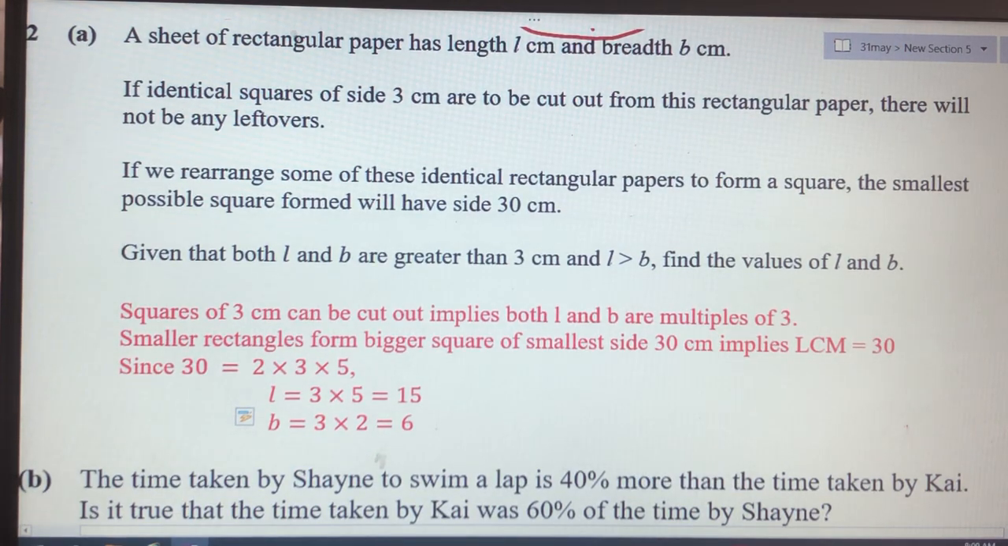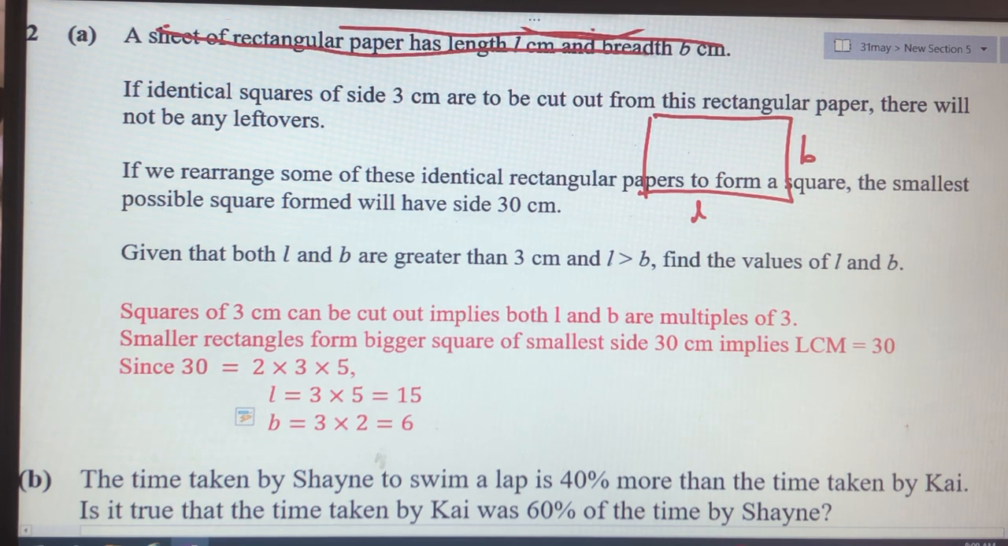Now the next one, it's good to draw a diagram. You have a rectangular sheet of paper. Okay, rectangular sheet of paper. So you draw a rectangle. The length is L, the breadth is B. Now, if identical squares, you see, when you draw a picture, right, you can ignore this whole statement already. You don't have to read it anymore. You follow me? That's the power of a diagram.